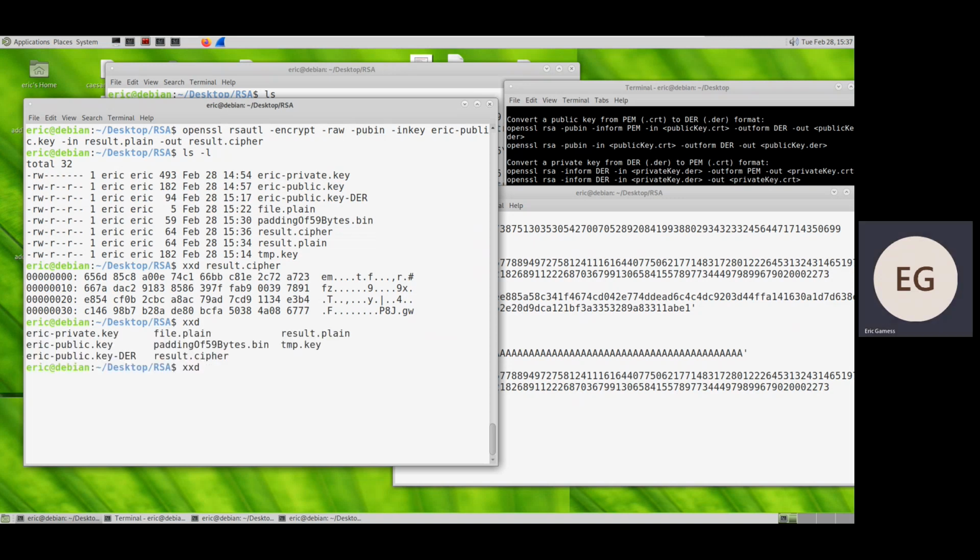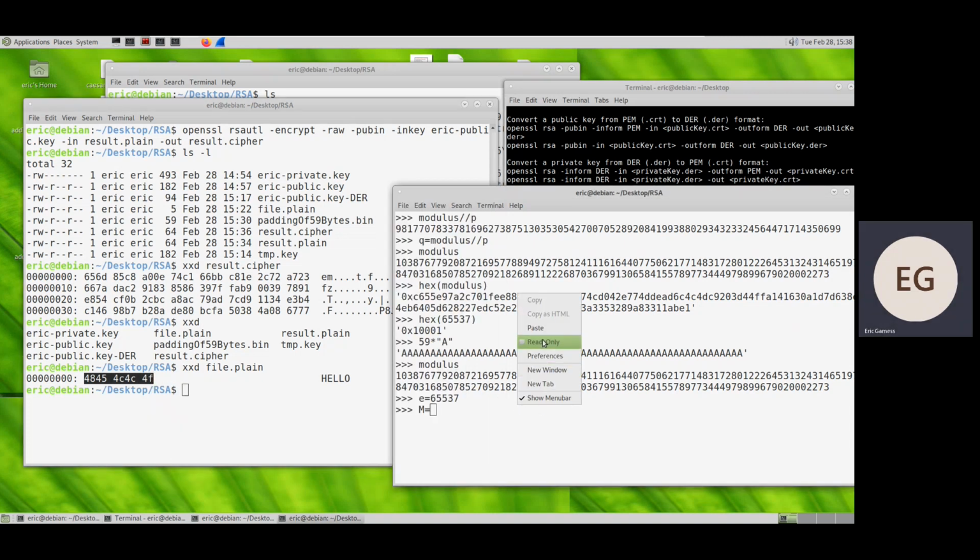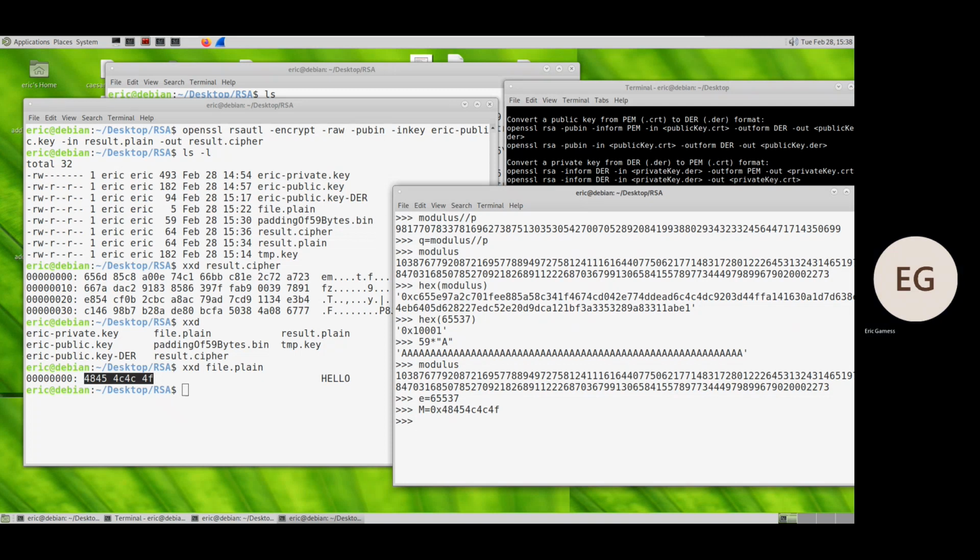The message is in which file? It is in the file that is called file.plain. So this hello is an integer. Let me copy it and put it here, but I'm going to, of course, say that it is in hexadecimal. So if I want to see it in decimal, this is hello in decimal.